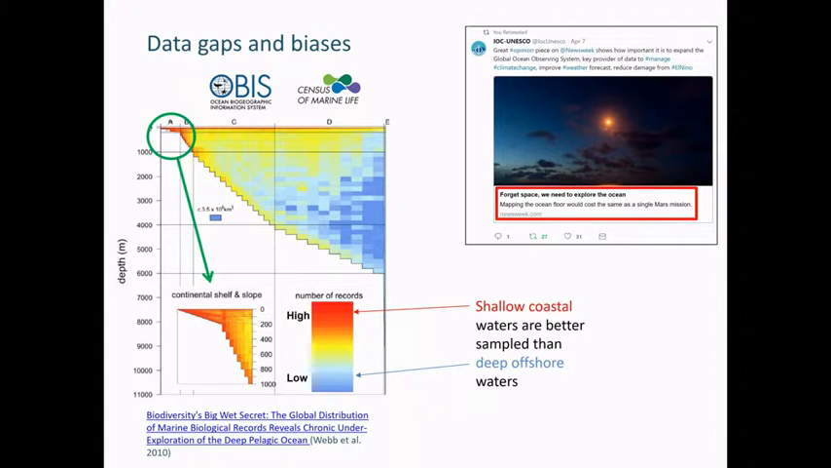There are biases or gaps in knowledge, which can be spatial, as shown here, but they can also be temporal, seasonal, or taxonomic. And as a nice real-life example, in April 2018, there was an article by Newsweek asking why we're mapping Mars before the ocean, particularly when mapping the ocean floor would cost the same as a single Mars mission.